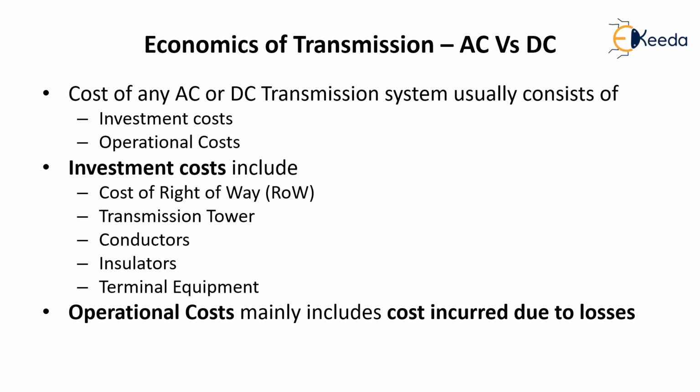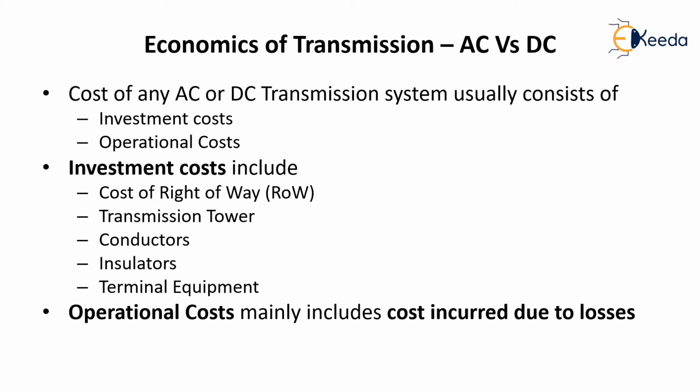When it comes to the economics of transmission, AC and DC both have costs involved. The cost here refers to the investment costs and the operational costs. Investment costs include the cost of right of way, transmission tower, conductors, insulators, and terminal equipment.